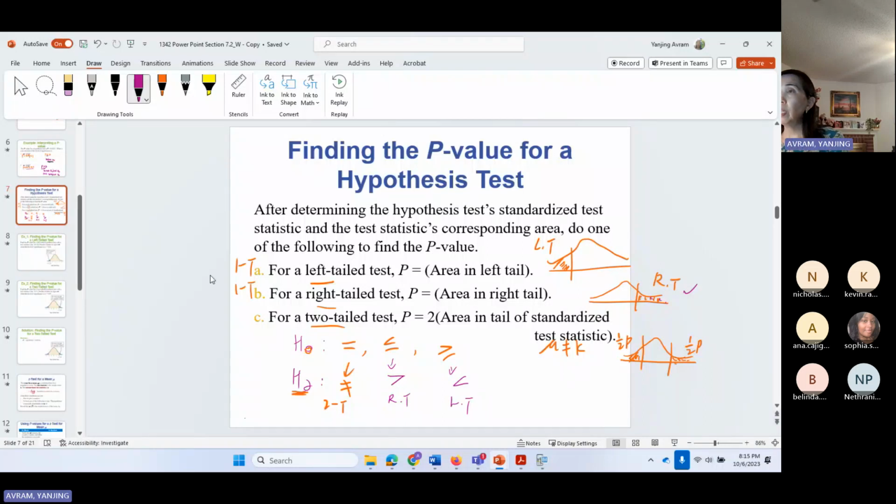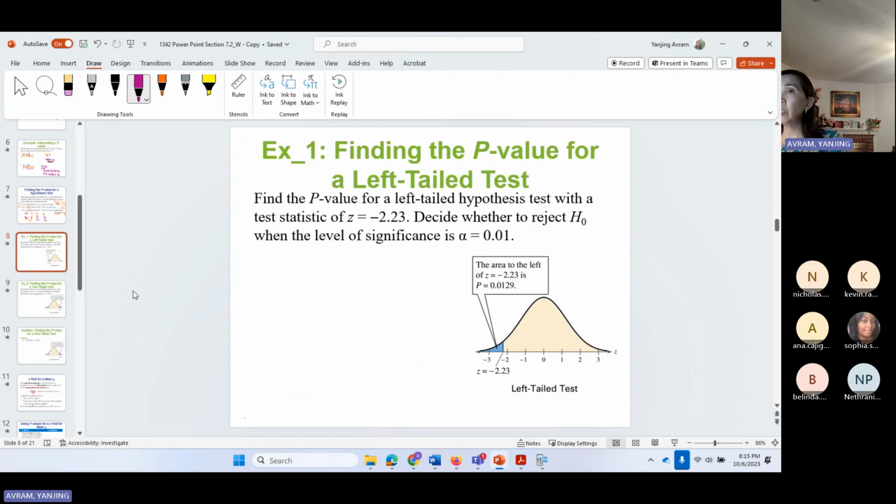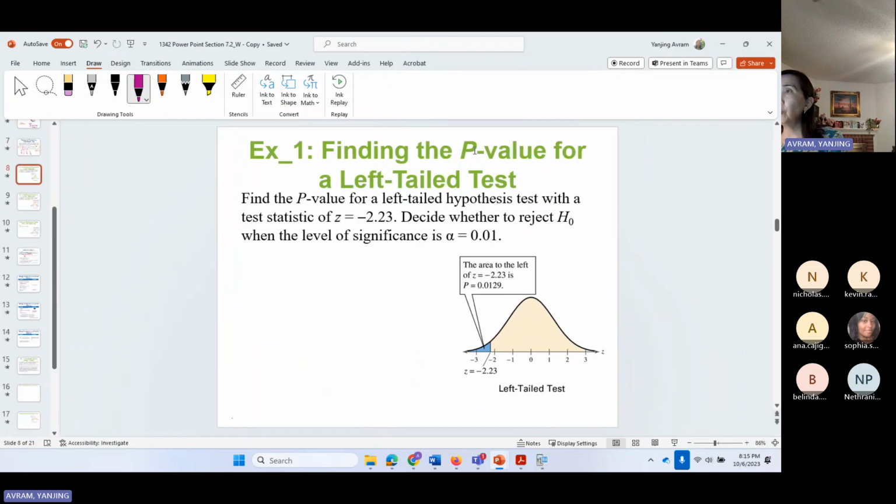All right, so now let's look at one of these questions in here. How do you find the p-value for the left tail test, where the z-score is negative 2.23? The p-value is the area under the bell curve. Since you have a left tail test, you read the z-score table. This area is the p-value.